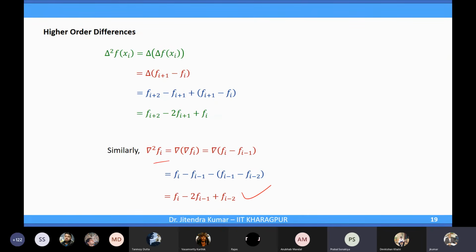Someone has to be unmuted. Please unmute. Yeah, good. Okay.